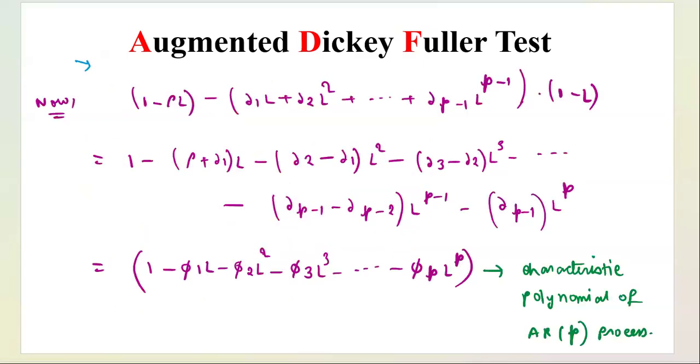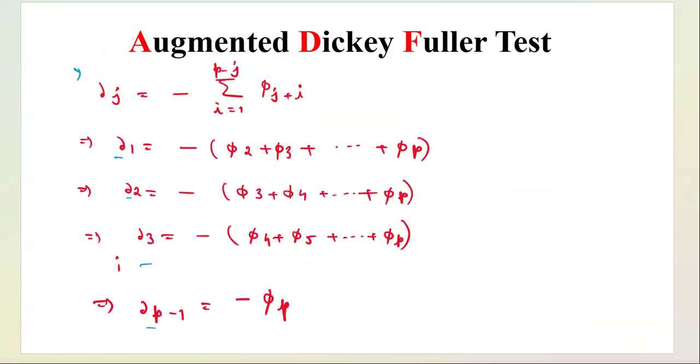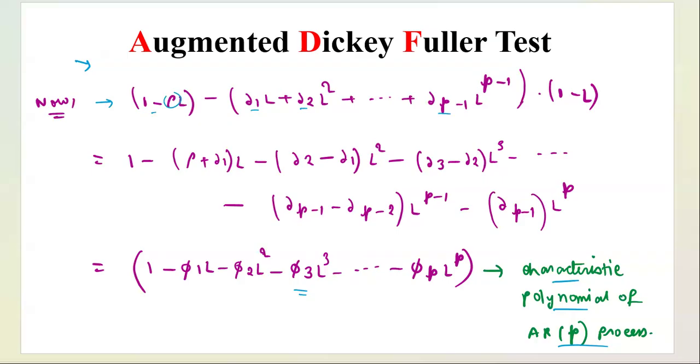Now, suppose we start with this equation. There is no logic in this. If you simplify this, you get back the original characteristic polynomial of the ARP process. So 1 minus rho L minus delta 1 L minus delta 2 L square, and so on. Basically, we are writing the characteristic equation in terms of the variables that we have defined, that is rho and delta 1, delta 2, up to delta p minus 1. We have got this due to the assumption that rho is this and delta j is this. If you assume this, you can write the characteristic polynomial in terms of this particular expression, which will come in handy in order to find the lagged version of ARP.